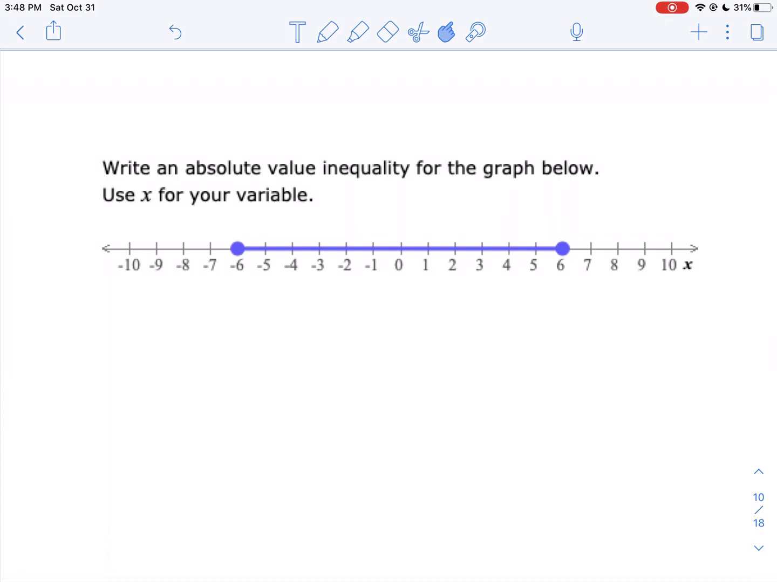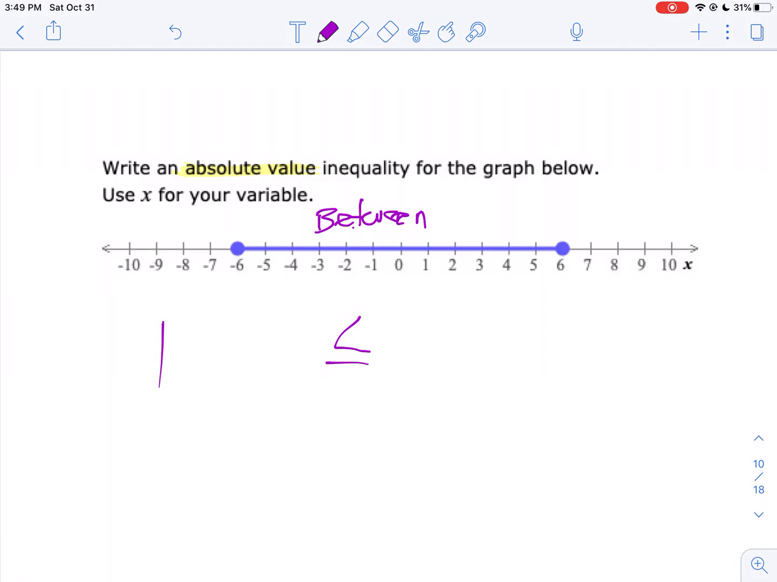On this question, you didn't do what it said. I want you to write an absolute value inequality. You just wrote an inequality. When we do an absolute value inequality, first off, notice we're shading between. Since we're shading between, that's going to be a less than sign. Notice they're filled in, so I'm going to say less than or equal to.